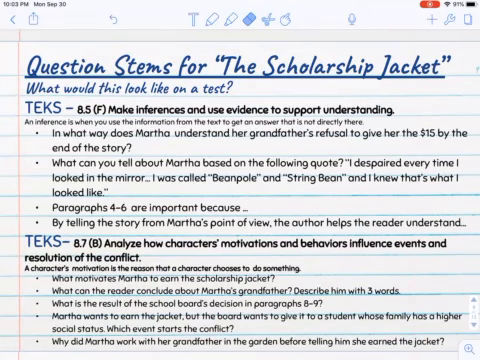Welcome to the read aloud of question stems for the scholarship jacket. What would this look like on a test? I wanted to give you a preview of what to expect on Friday's test.